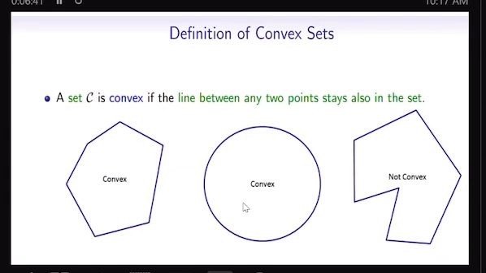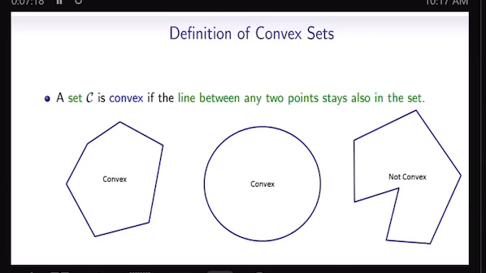When you take any 2 points and draw a line segment, it's going to fall within this and that. But when you do that here, it's not going to fall. And that was what I said: a set C is convex if the line between any 2 points stays also in the set. So in the first two pictures, it stays in the set. That's why it's convex. But in the third one, it doesn't stay in the set. That is not convex. Does that make sense?